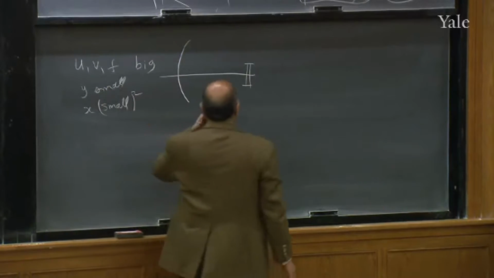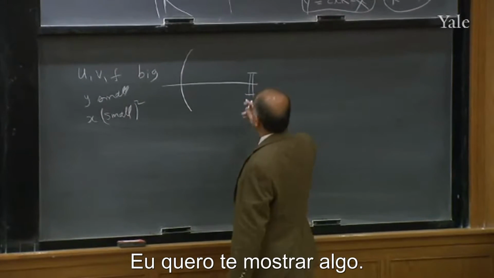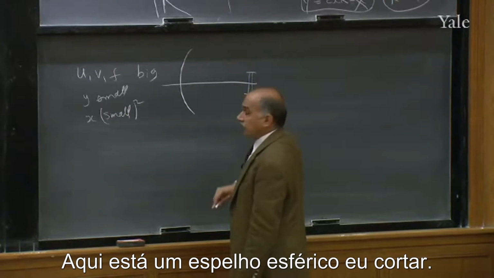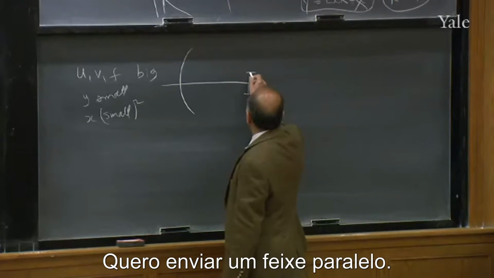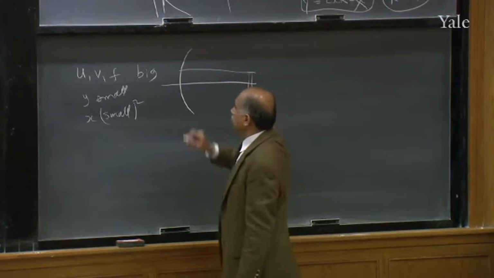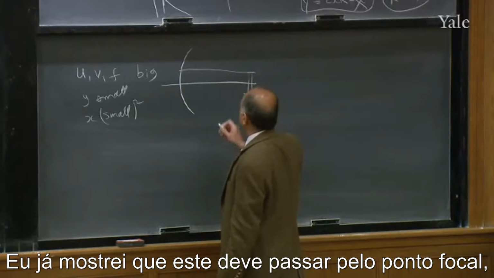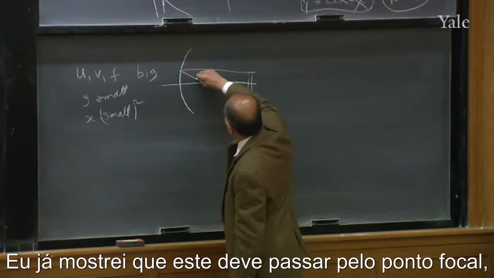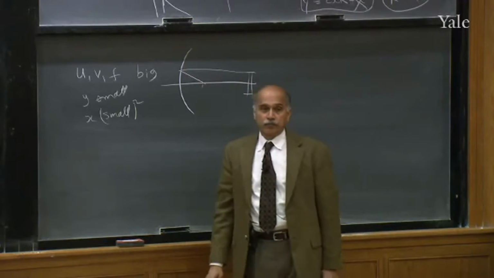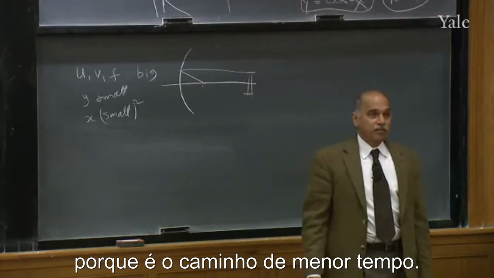So I want to do one thing. I want to show you something. Here's a spherical mirror I've cut out. I want to send a parallel beam. I have already shown you that this should go through the focal point because it's the path of least time.